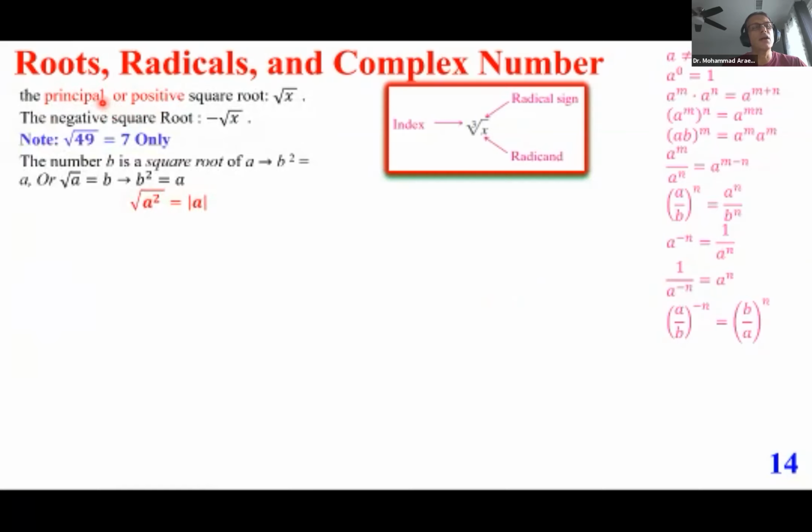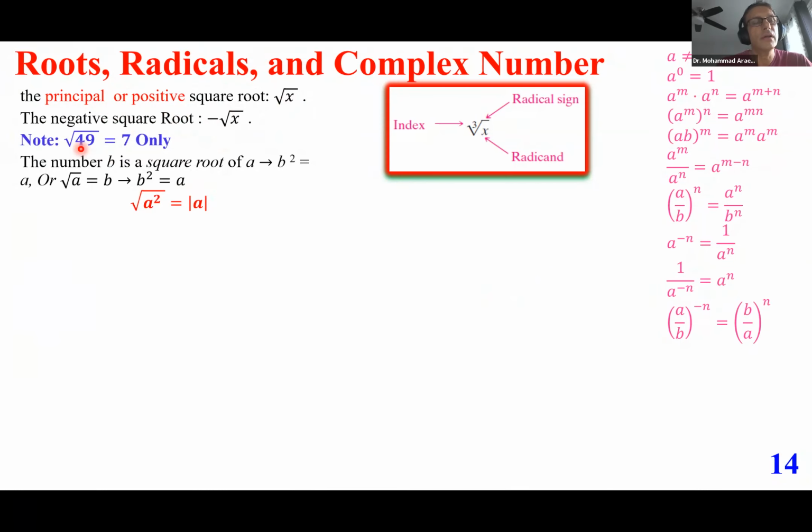We have this concept of a positive principal root and a negative principal root, and that would be square root of x versus minus square root of x. So we put a negative in front of it. It's important to know when we say square root of 49, it is equal to 7. It's not plus or minus 7. However, when we say x squared equals 49, then we have 7 and negative 7.